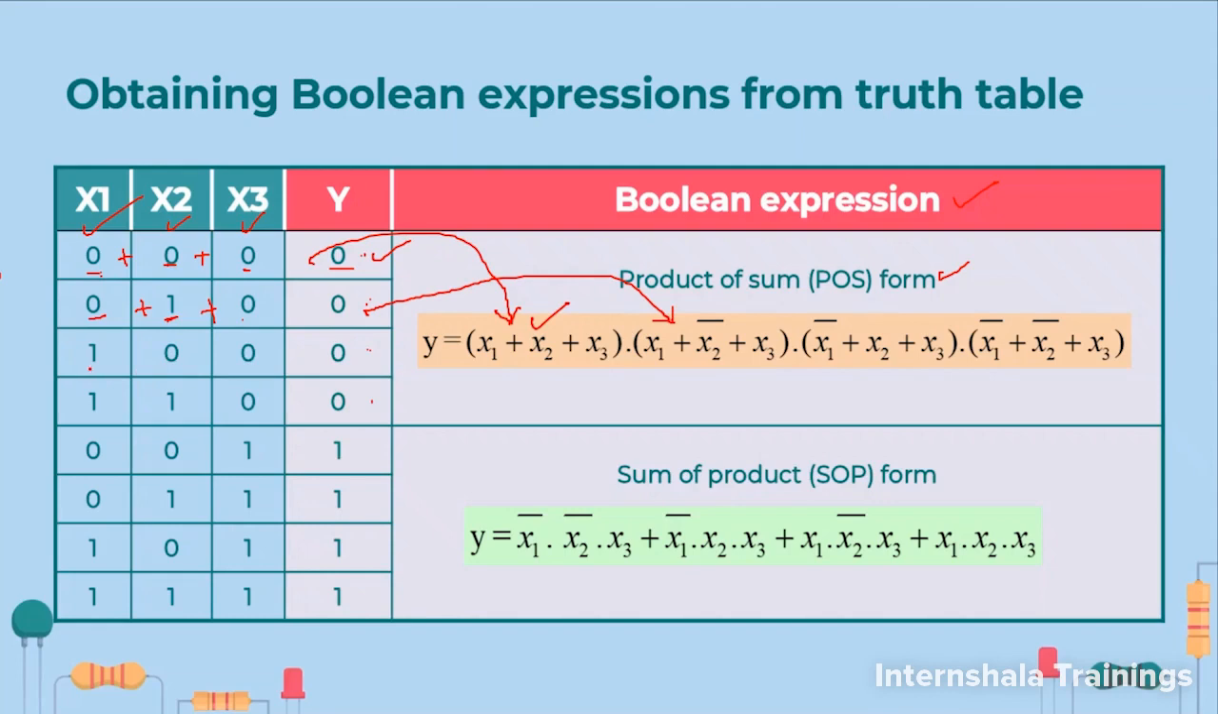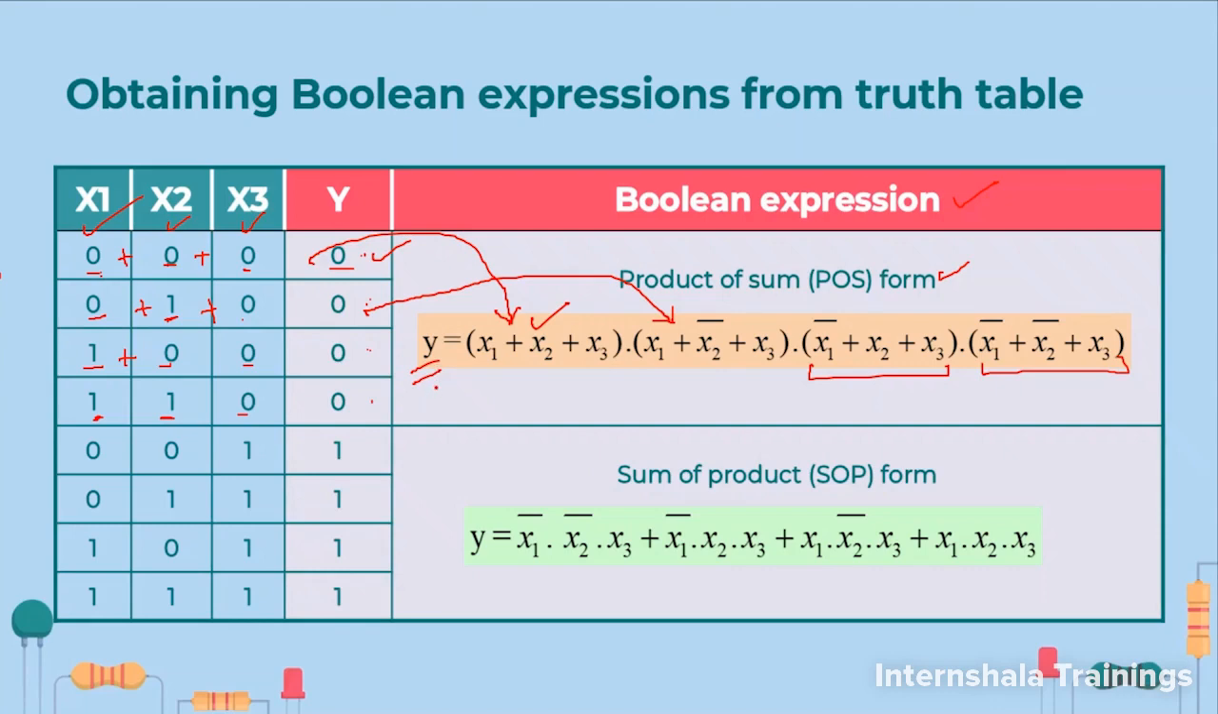Similarly, the third one will be x1 bar plus x2 plus x3, which is here. And the fourth one will be x1 bar plus x2 bar plus x3, and that is my fourth sum term. And if I take the product of all of them, that is my complete expression for y.